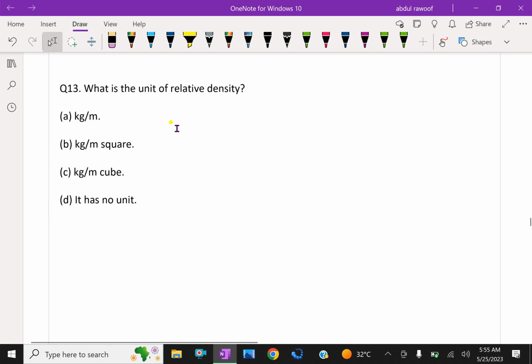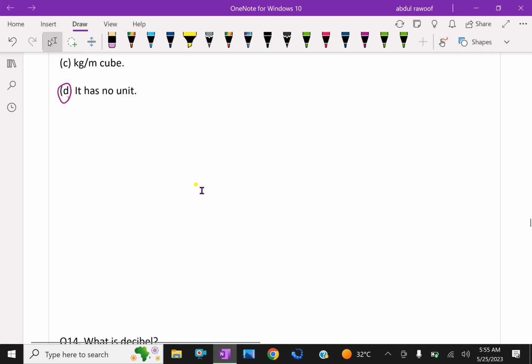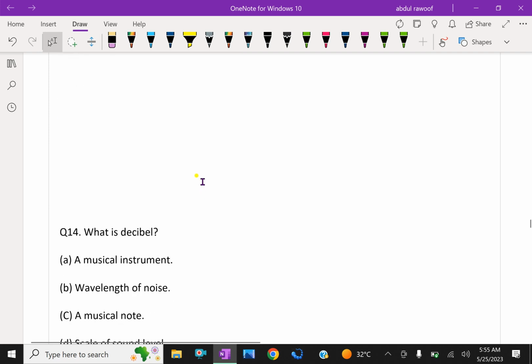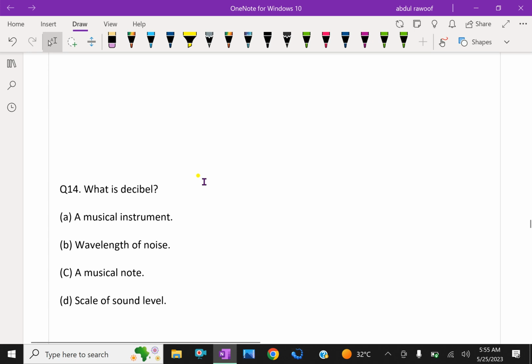What is the unit of relative density? Here it has no unit because relative density is defined as the density of any liquid divided by density of water. It's a comparison of the same unit, so it has no unit. What is decibel? A musical instrument, wavelength of noise, a musical note, scale of sound level. Scale of sound level is a decibel.